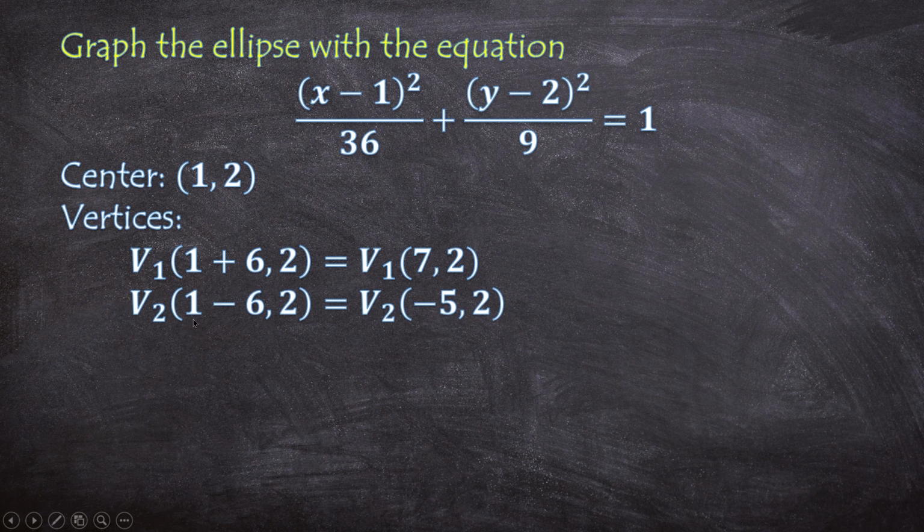The second vertex is minus a units from the center. So 1 minus 6. So we have negative 5, 2.